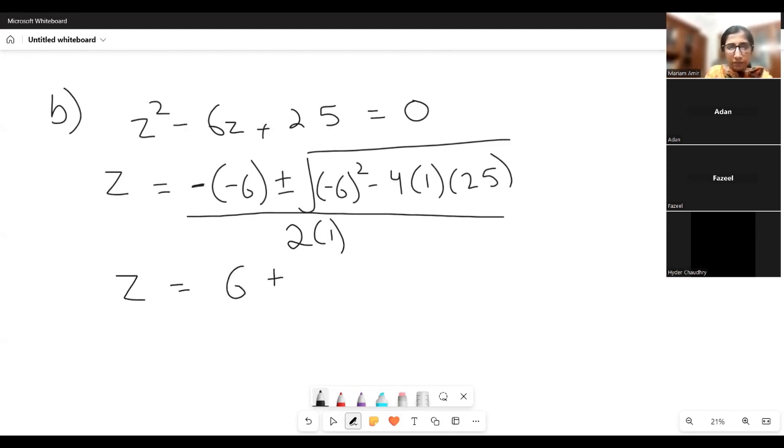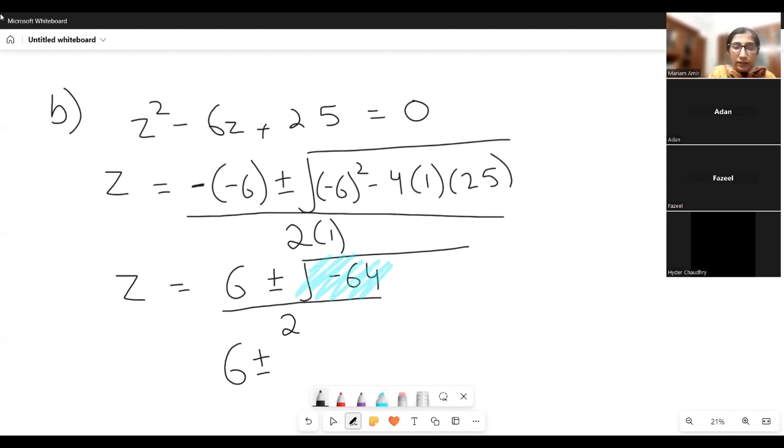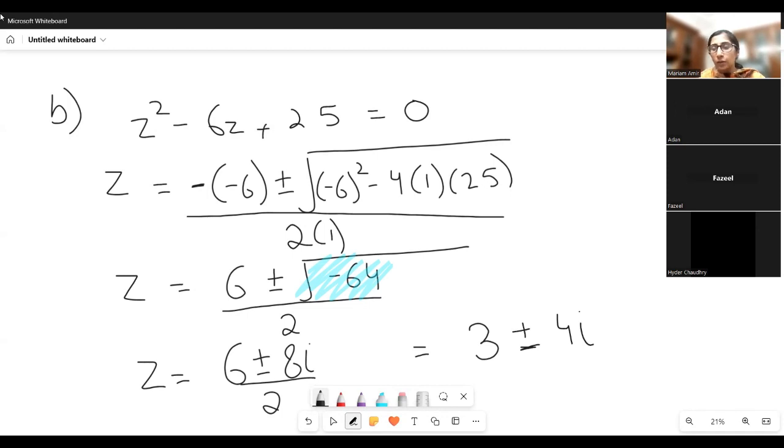Six plus minus square root of 36 minus 100 हो गया, which is minus 64, upon 2. Now square root of minus 64 would be 8 iota. So 6 plus minus 8 iota upon 2, which is 3 plus minus 4 iota. And we can see that we got conjugate pairs. One is 3 plus 4 iota and the other one is 3 minus 4 iota.